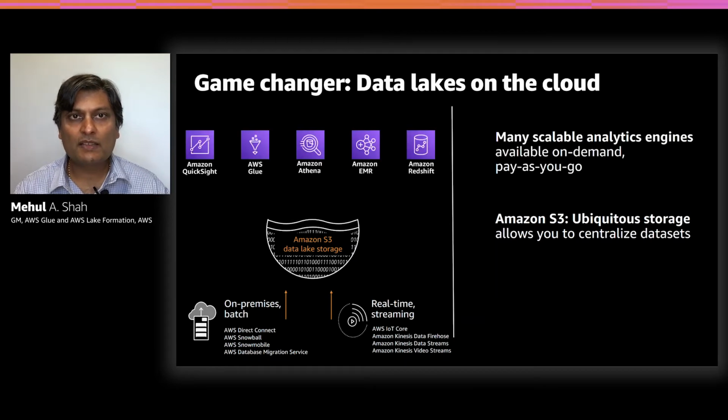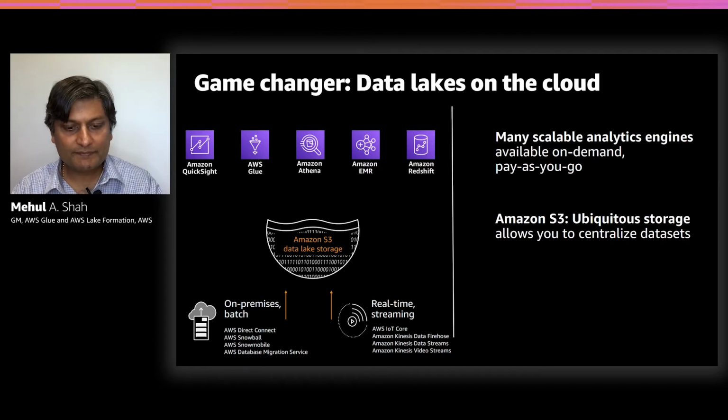Another thing that cloud allows is it allows you to spin up any kind of analytics engine for different purposes on demand as you need, and you can pay as you go. So for example, if you want to do BI, you can use Amazon QuickSight. You can use AWS Glue for ETL, Amazon Athena for SQL query processing directly over your S3 data lakes, Amazon EMR for big data processing, and Amazon Redshift for data warehousing.